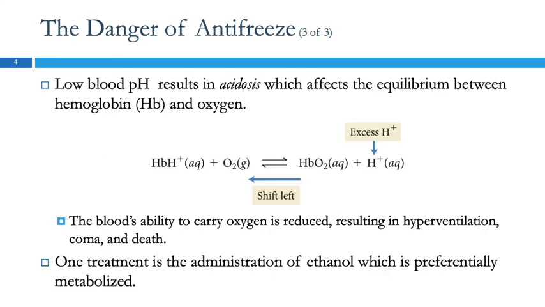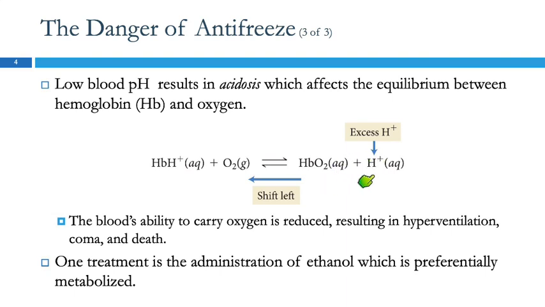So low blood pH is called acidosis, and you may have heard of ketoacidosis, which is something that diabetics have to worry about. This increased acidity or lowered pH affects the equilibrium between hemoglobin and oxygen. Hemoglobin is the protein that carries oxygen around to the tissues of your body. So hemoglobin plus oxygen becomes this compound. It's not a compound, it's a complex maybe. And it releases a hydrogen ion.